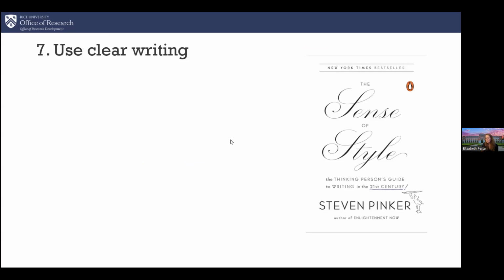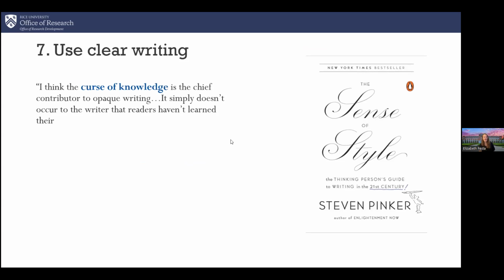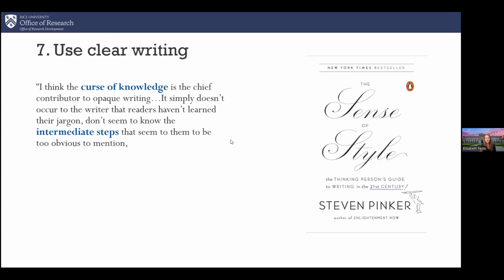You do want to write clearly. I know that's easier said than done. Steven Pinker has a wonderful quote about the curse of knowledge, which has some backup in the scholarship as well, and how that curse can lead to confusing writing.